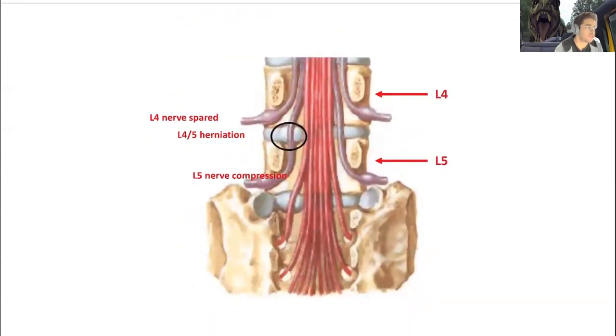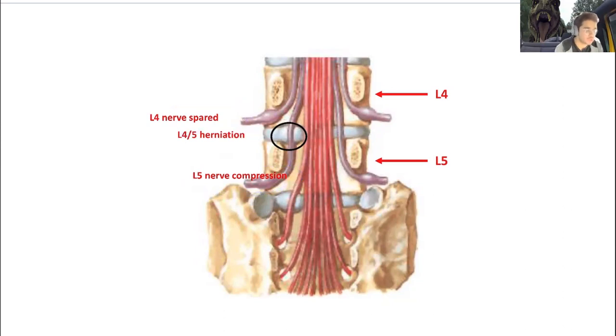Once again, if I mention it at least twice or thrice, it's likely going to show up on your exam. So important to note is that whenever you're talking about a herniation at the L4, L5 level, the nerve that is spared is L4. L5 is the one that is likely compressed, okay?